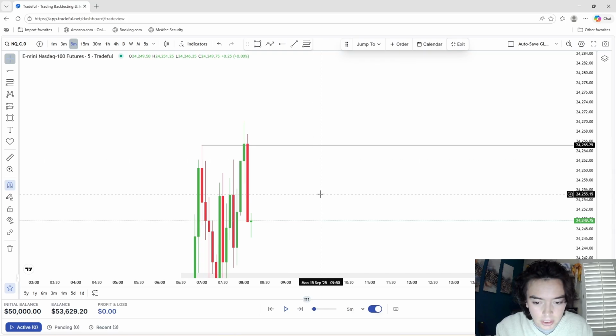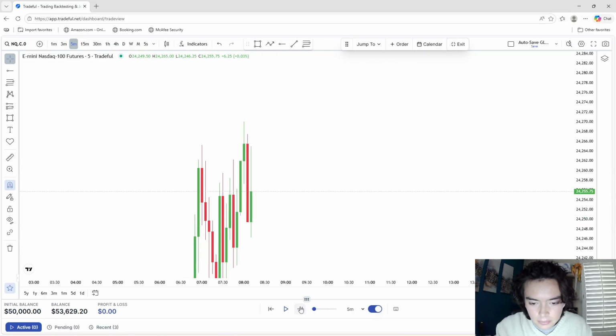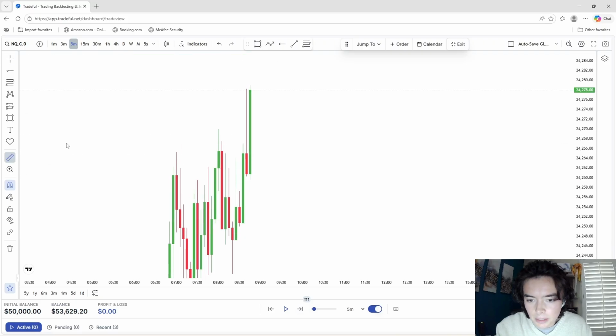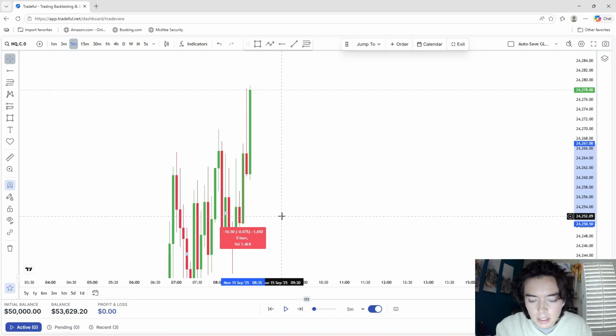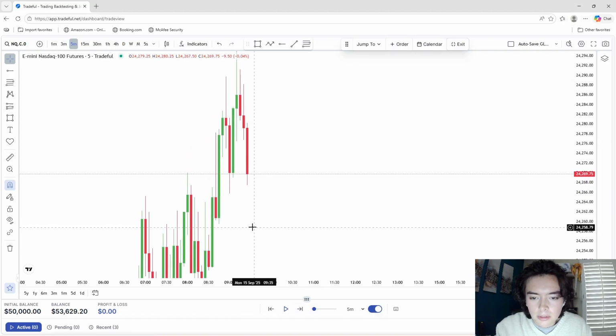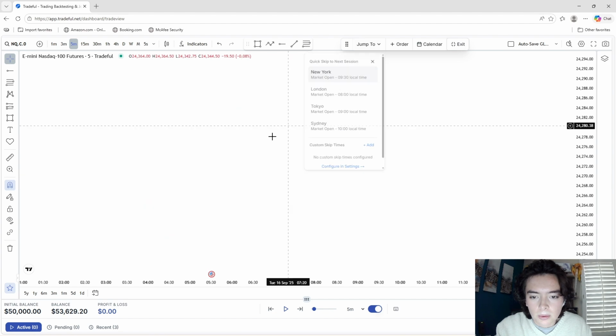I can't take shorts either, so I'm just gonna let this play out. Okay, so we do actually end up creating another 5-minute gap right here, but it's 16 points, so I can't take it. Holy fuck, bro! This month has been horrible.